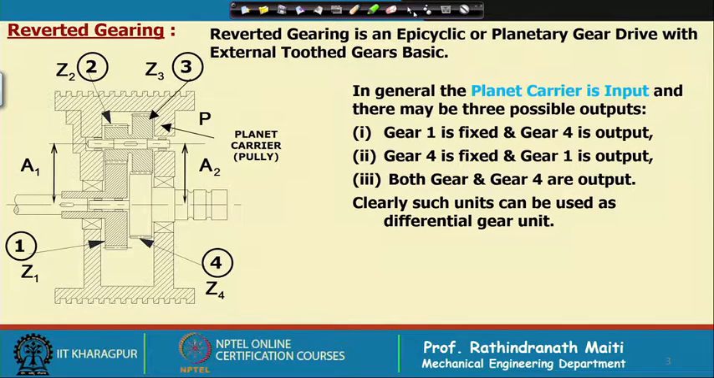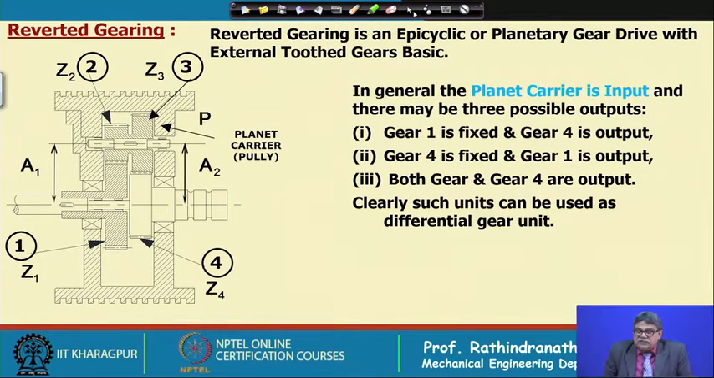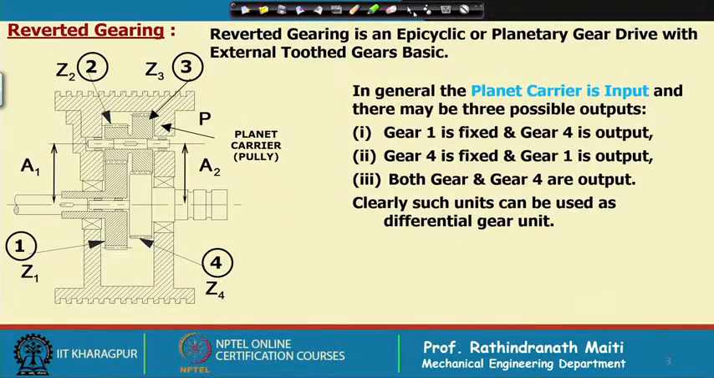Clearly, such units can be used as a differential gear unit. This means that if we keep the planet carrier as input and take the output from both 1 and 4, they will rotate at the same speed as the pulley, because everything will be in coupling action. But if we hold 4, say fully held or partially held, then gear 1 will rotate with some reduction.